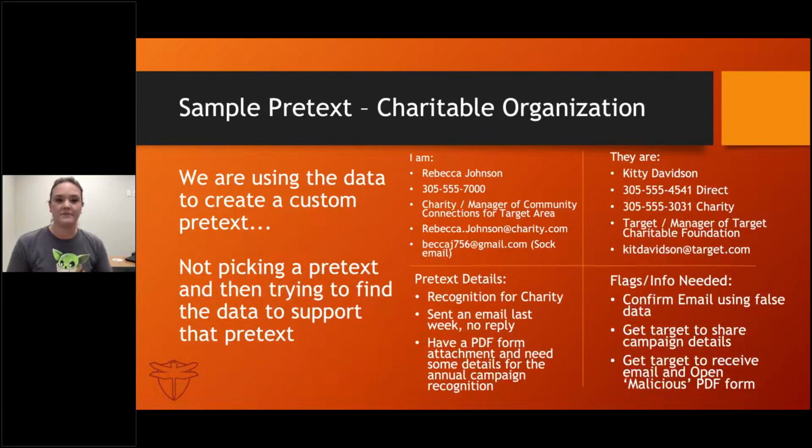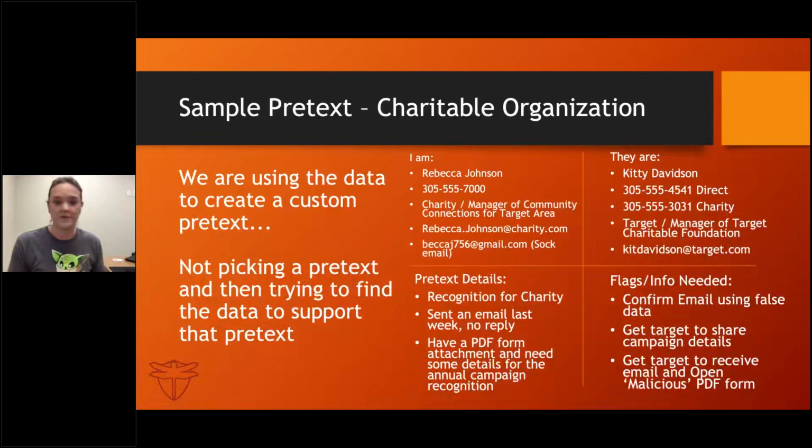And then I would use that to find out all the information that I needed in my list of flags here. So I said I wanted to recognize the charity for their work. I knew how much they'd given in the previous campaign. So I said, you gave X amount of dollars last year, and we wanted to do a little bit of recognition for all the companies that have been so wonderful for us this past year. And all of this information was in a press release. And then I asked her if she'd received the form, and she said no.